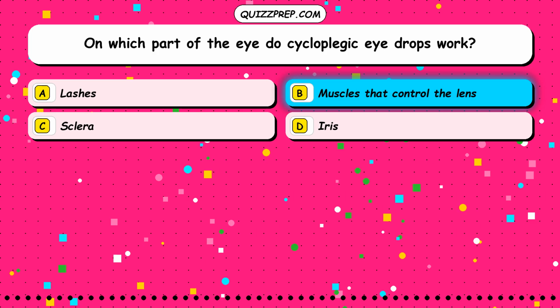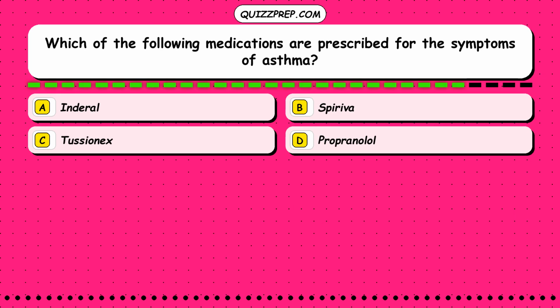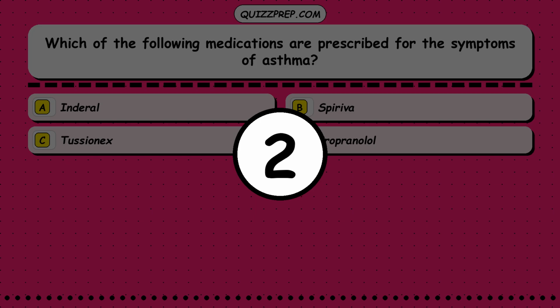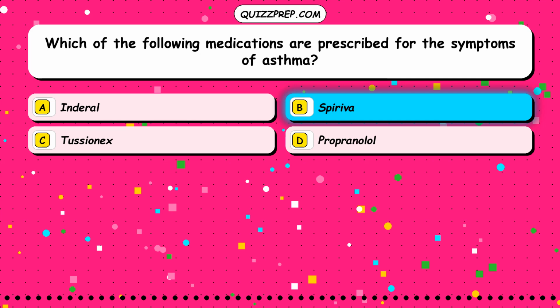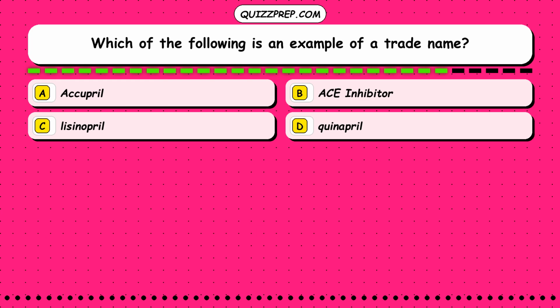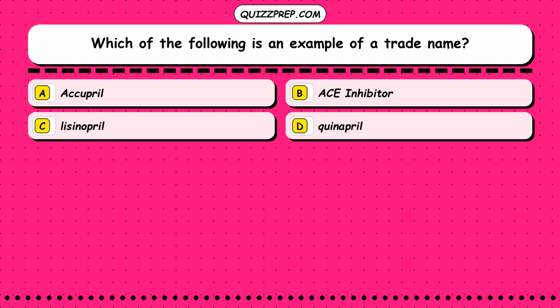The correct answer is option B, muscles that control the lens. Question 62. Which of the following medications are prescribed for the symptoms of asthma? Option A, Inderal. Option B, Spiriva. Option C, Tussionex. Option D, propranolol. The correct answer is option B, Spiriva. Question 63. Which of the following is an example of a trade name? Option A, Accupril. Option B, ACE inhibitor. Option C, Lisinopril. Option D, Quinapril.